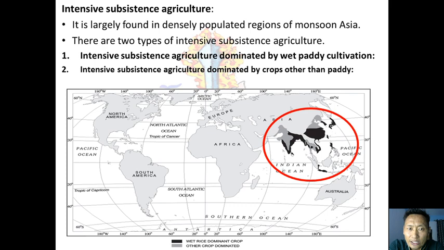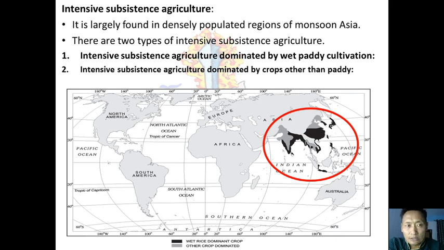Why? In order to subsist themselves, because in these regions they have a very high density of population, but the size of agricultural land is very small. So in order to subsist themselves from the small agricultural land, they are cultivating two or more than two crops in the same agricultural land during one agricultural year. Because of that it is called intensive, and they are cultivating two or more than two crops mainly for self-subsistence, for self-consumption purposes.